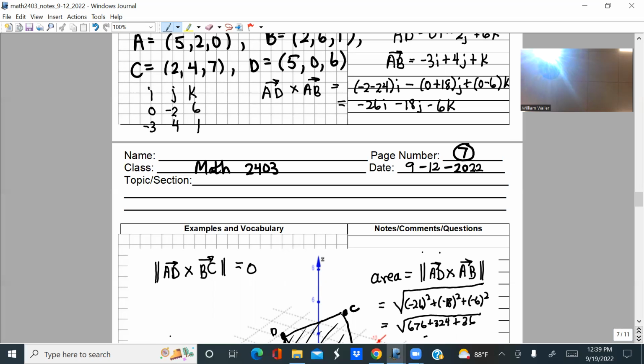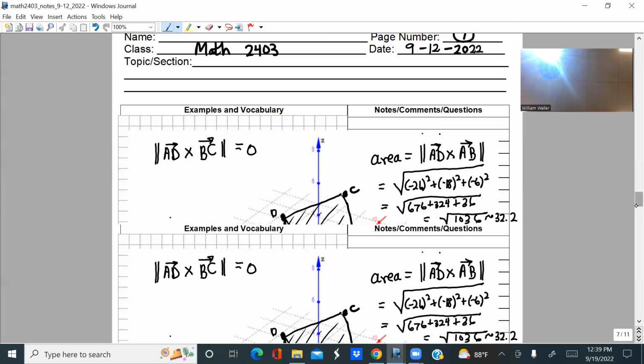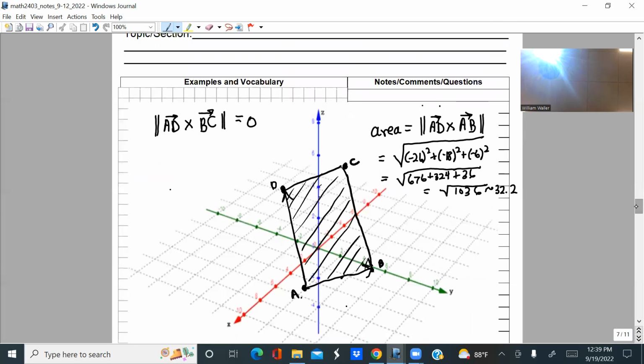So we have the square root of this big sum. What does that add up to? 1036. So whatever the square root of 1036 is. What is that approximately? 30 something? 32.2. All right, so there's our, apparently that's the area of that parallelogram.